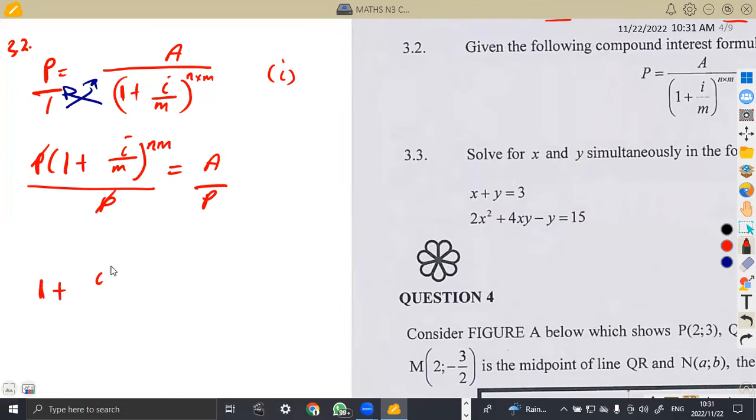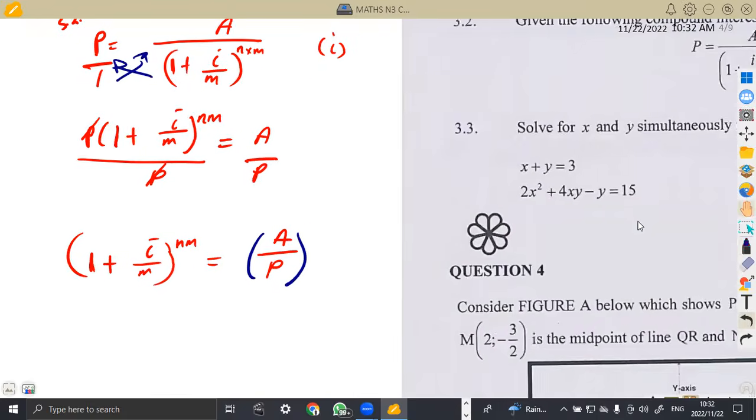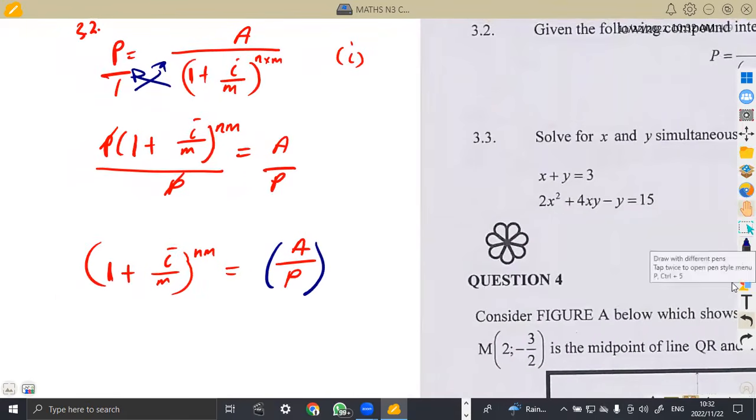So (1 + i/m) to the exponent nm is equal to A over P. A over P is just a single fraction. So what can we do? We have the exponent, and i is inside of the bracket affected by this exponent. So we can introduce ln, or we can introduce logarithms, depending on which one is best for you. But in this case, I'm just going to introduce ln. It depends on you, ln or log.